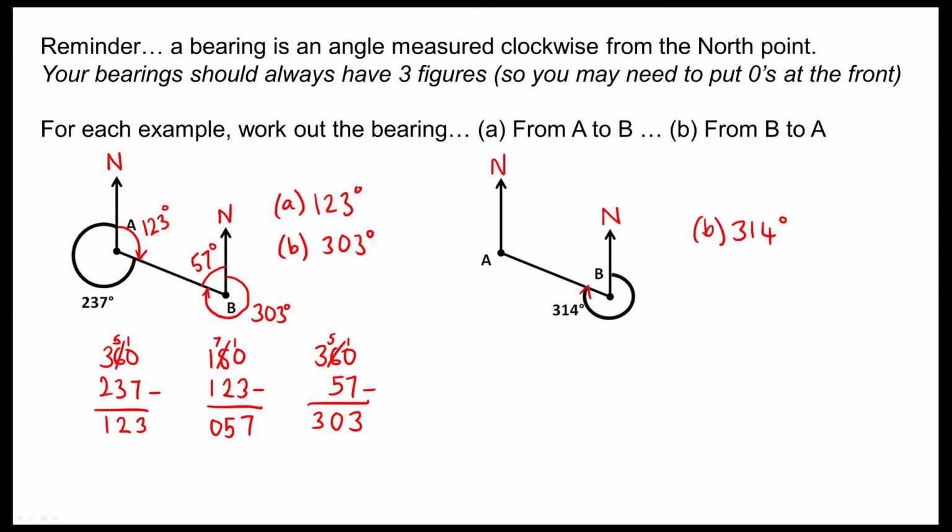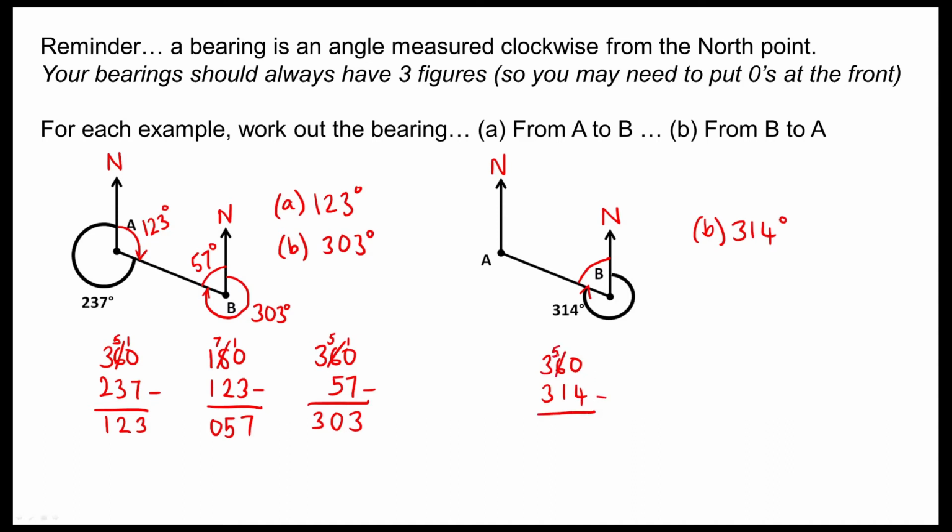I can now work out part A, which is the bearing from A to B, by reversing the process of what I did last time in the previous question. I'm going to begin this by finding this missing angle just here. I can work it out because I know angles at a point add up to 360 degrees, so I can do 360 take away 314 to work out what it is.